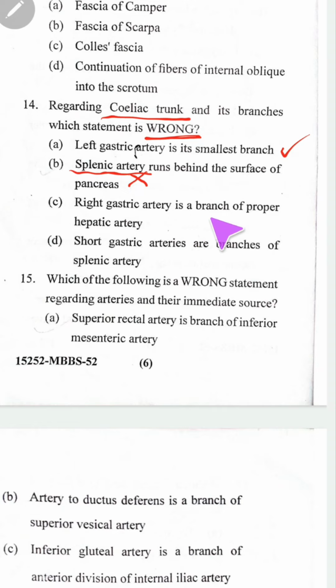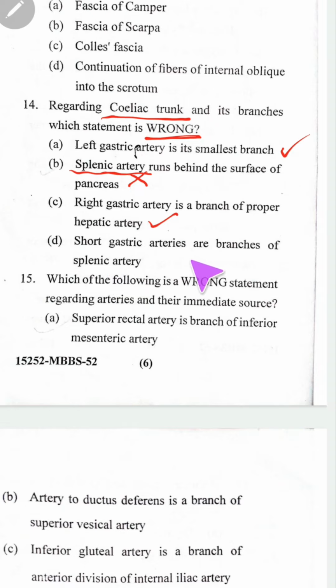Right gastric artery is a branch of the proper hepatic artery is a correct statement, although you might find somewhere some people might have written it as a branch of the common hepatic as well. But remember, it has a lot of variations, but the majority prevalence of the right gastric artery is from the proper hepatic artery. There are a lot of papers published, and even in your textbook, you'll find that right gastric artery is a branch of the proper hepatic artery. This origin is more common.